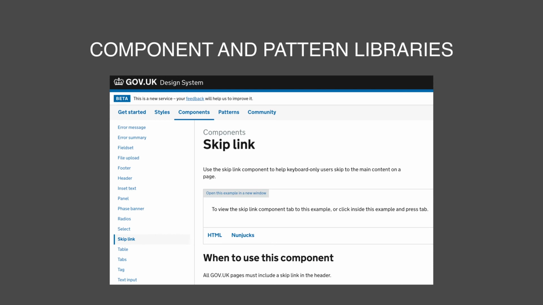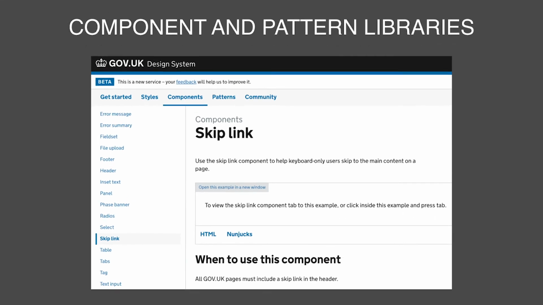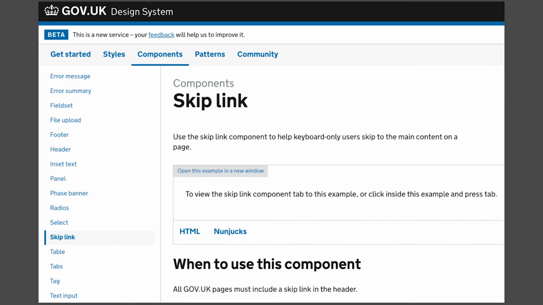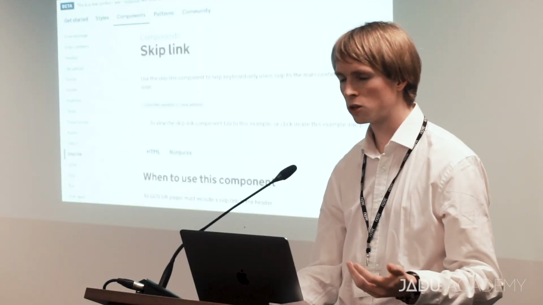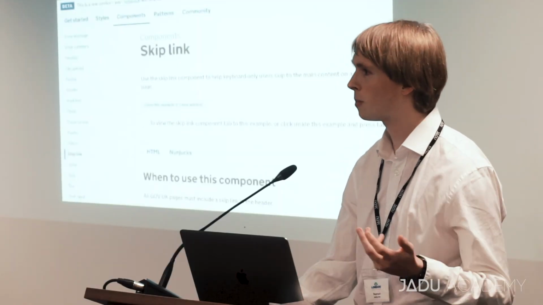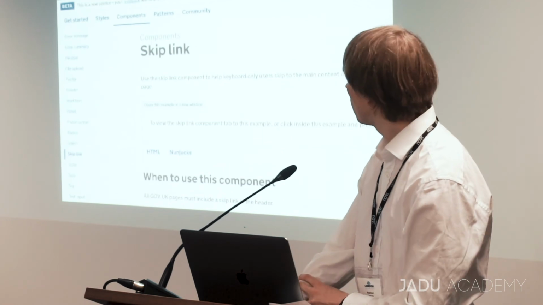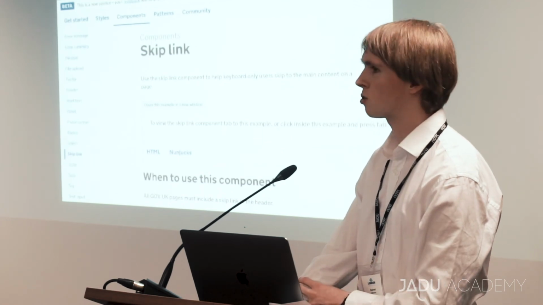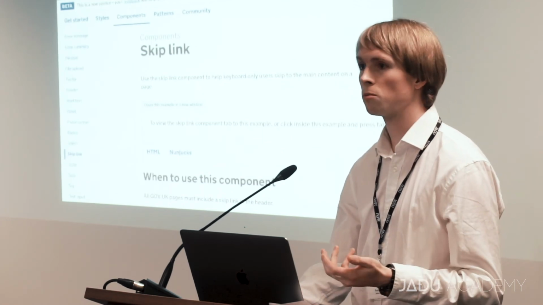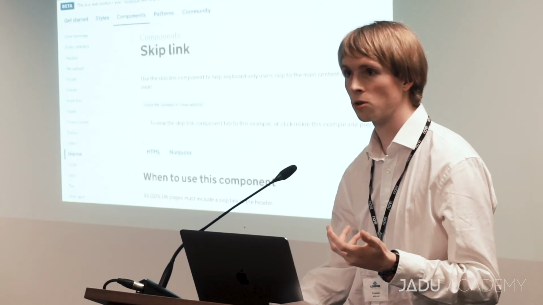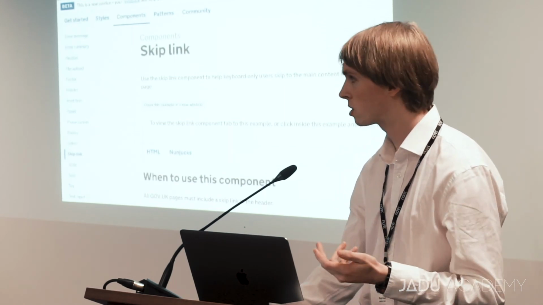Another really important thing to consider are component and pattern libraries. The Government Digital Service released theirs in June last year. And what a component library is, for anyone who's unsure, is a library that contains all the building blocks of the web, everything from buttons to links and so on. And what they've done is made sure that they've internally reviewed them, but they've also tested them thoroughly with people who have different access needs.